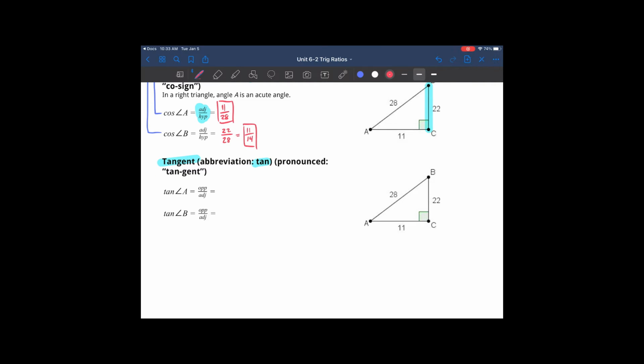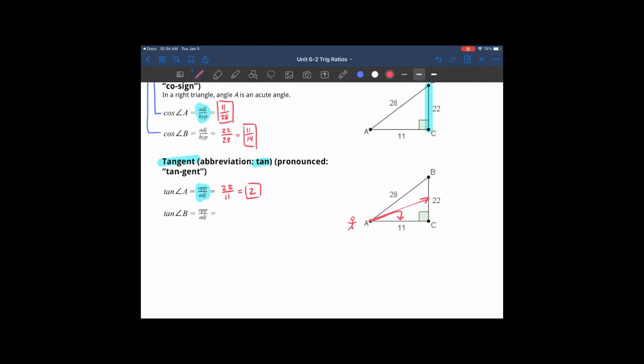The tangent uses the opposite side divided by the adjacent side. So no more hypotenuse for this one. So the tangent of angle A, I'm going to reference from angle A. And if I go opposite again, this is 22. And then this time the adjacent side will be the side touching angle A that's not the hypotenuse, so 11. So this one ends up being 22 over 11. That reduces down to 2 over 1, but you can just write 2 if you want to.